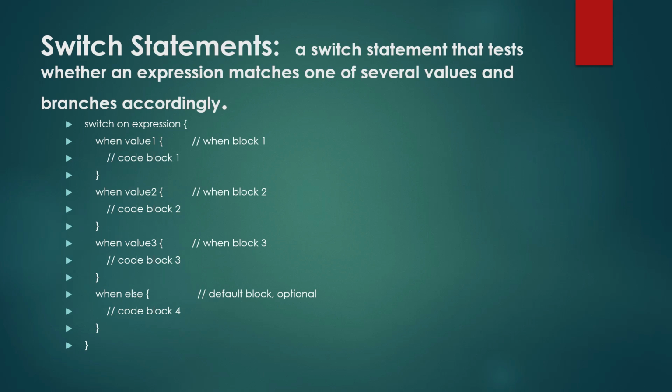So if you want a default block, which is when else, then it will execute code block 4 if none of the values, value 1 to value 3, match.